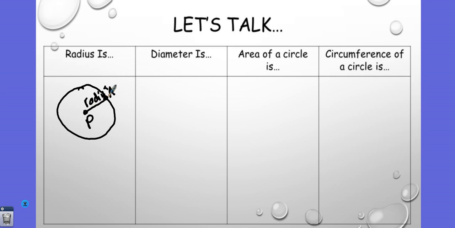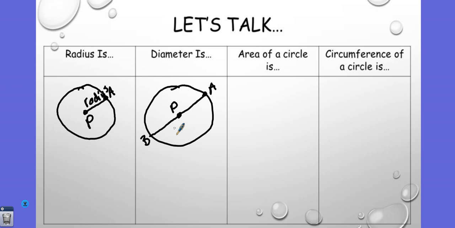That's your radius. A diameter, we're going to call this circle P again. And I'm going to put PA here, and then I'm going to put PB over here. If you notice, this is a diameter. It is two radii put together. This together is a diameter. It's a chord that passes through the center of the circle, and it's made up of two radii.